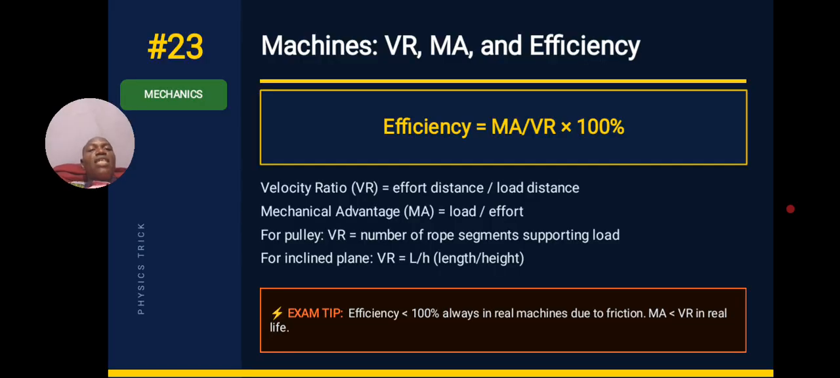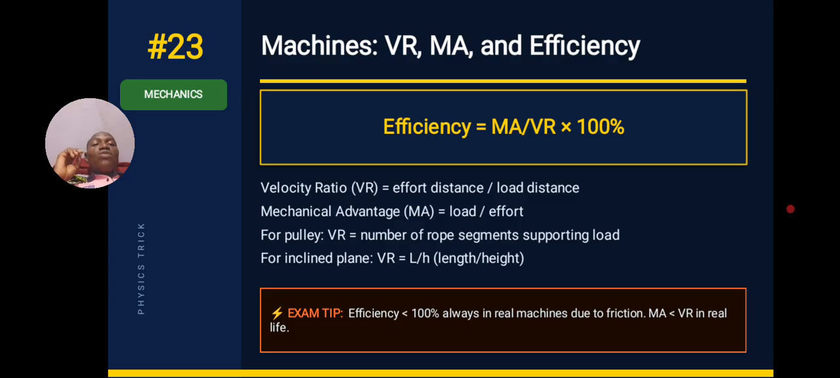Thank you. So we have mechanical advantage, velocity ratio, and efficiency. You also need to master this formula, still under mechanics. Efficiency is equal to mechanical advantage over velocity ratio times 100. Usually they will give you these parameters. All you need to do is to master the formula and know how to use it. Simple.